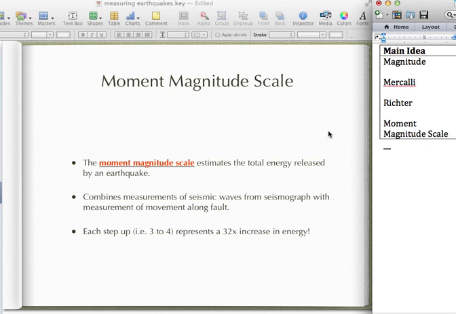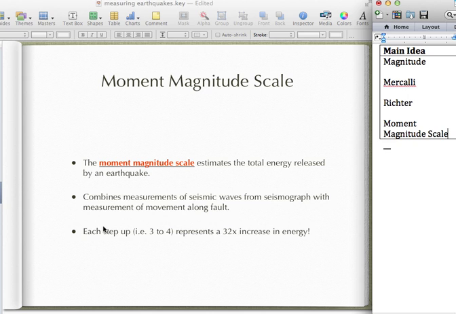And this estimates the total energy released by an earthquake by using the measurements of seismic waves, just like the Richter scale did, but also the measurement of movement along the fault. So we can use GPS satellites to very, very accurately measure how much this fault has moved and get an idea of how much energy has been released in the earthquake.